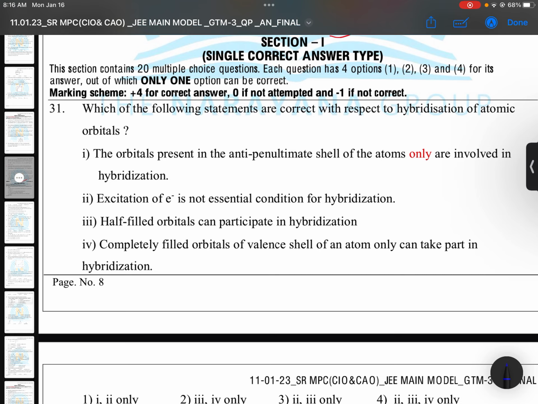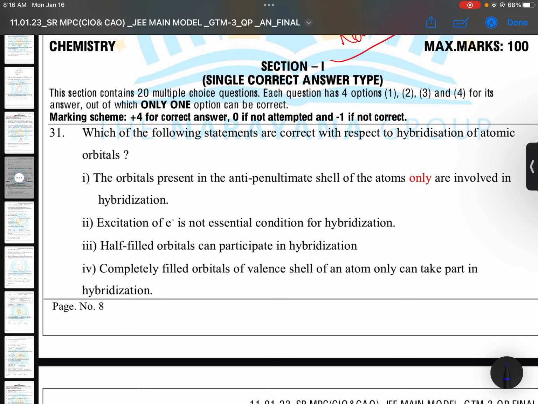So here you see this is a grand test question. For every question I will give you 10 seconds time.